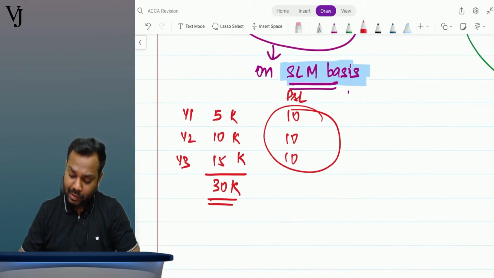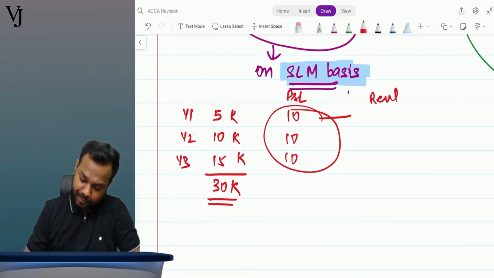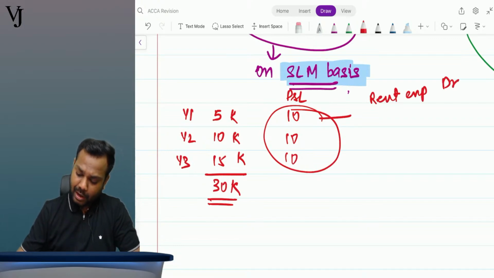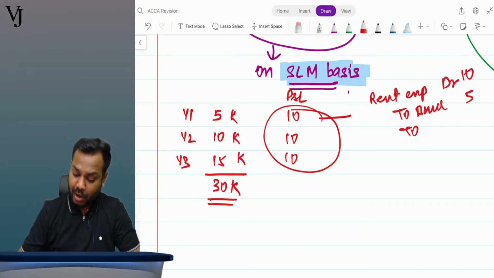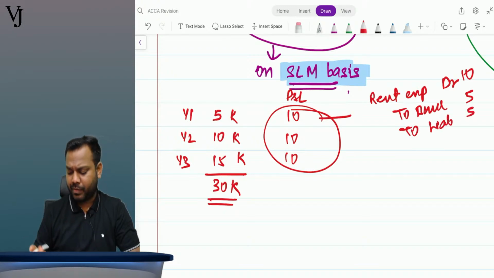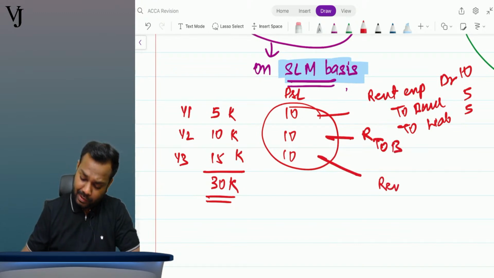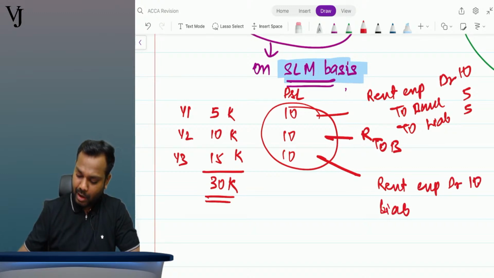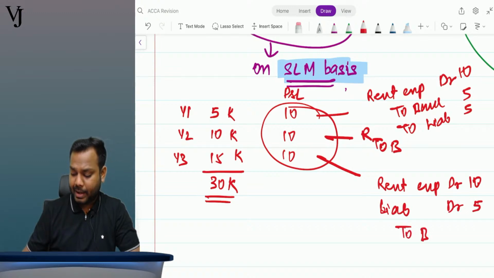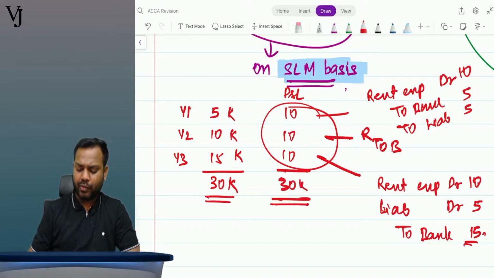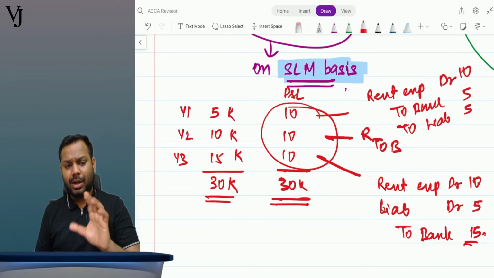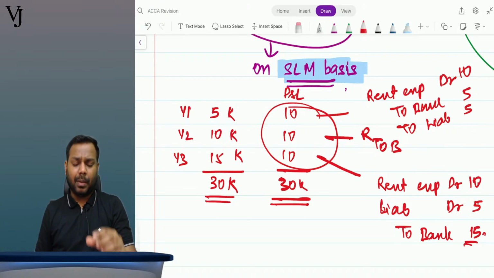So what are the entries? In this year you will record rent expense account debit 10,000, to bank 5,000, to liability 5,000. I have not paid 5,000. Later you will record rent expense account debit 10,000, liability account debit 5,000, to bank 15,000. Now understand, the total amount which I am recognizing in P&L and the total amount which I am paying are the same, but the timing differs. The per year amount differs.